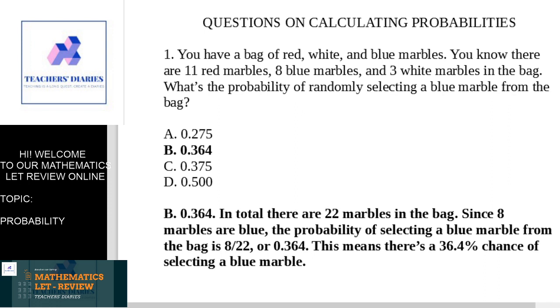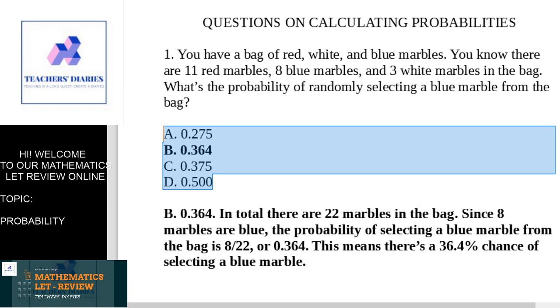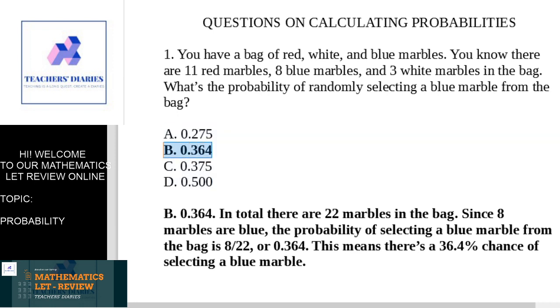So you have a bag of red, white, and blue marbles. You know there are 11 red marbles, 8 blue marbles, and 3 white marbles in the bag. What's the probability of randomly selecting a blue marble from the bag? Now we got these choices. The correct answer is letter B.